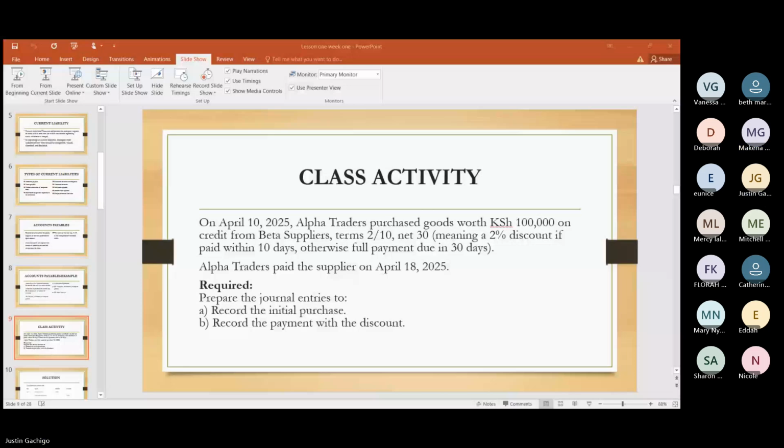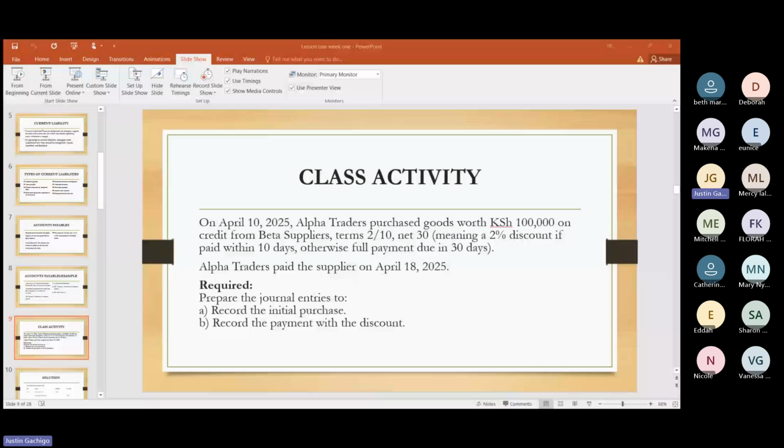Debtors. Sorry? Debtors. So remember, there's something I have said: increase in asset we debit, increase in liabilities we credit. So somebody has gone to the shop, took some goods on credit, right? Somebody has gone to the shop and took goods on credit.